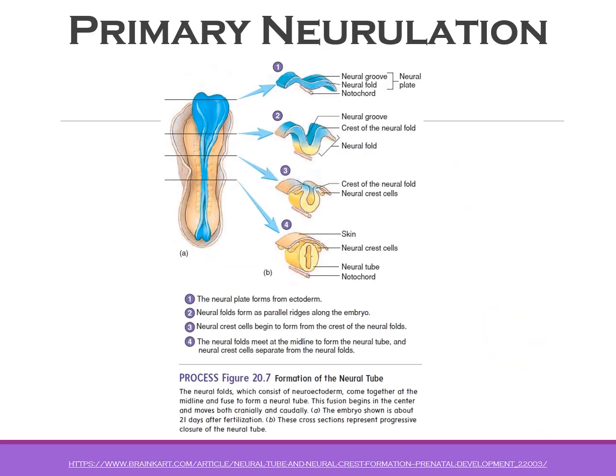So this is just kind of a play-by-play of formation here. You can see number one, we see the neural groove and the fold. You can see that notochord underneath where that backbone is going to be. And we call that groove and fold the neural plate.